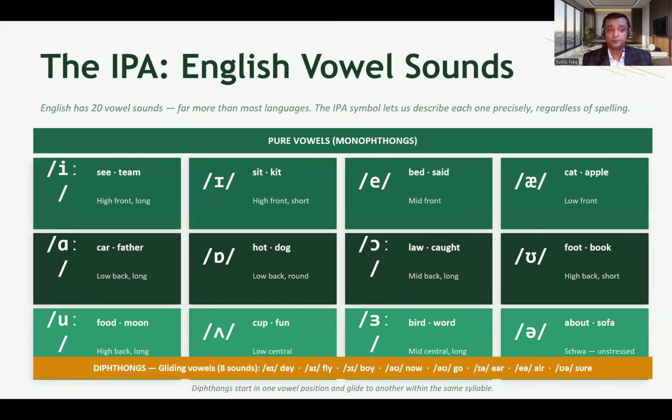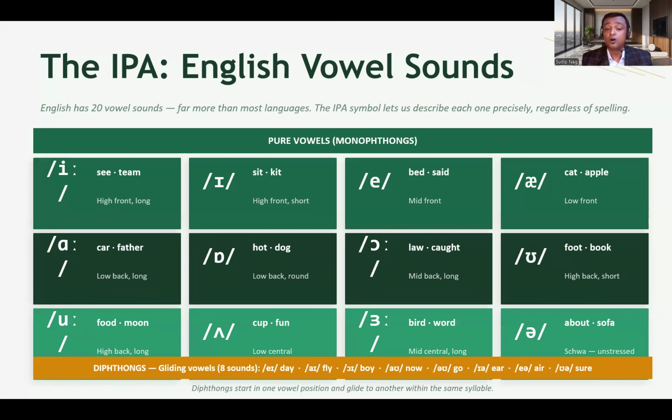Let's look at the vowel sounds. In the IPA, we have 20 single vowel sounds, and these are symbols really. For example, the long sound in "see" and the short sound in "sit." "Bed." "Cat." A long sound: "father," "car." A short sound: "hot," "pot," "dog." So you can identify how these sounds are different.